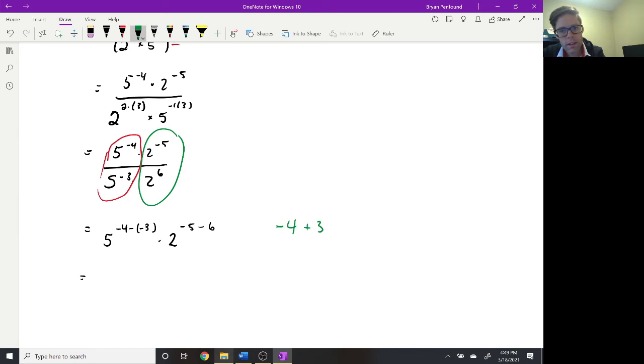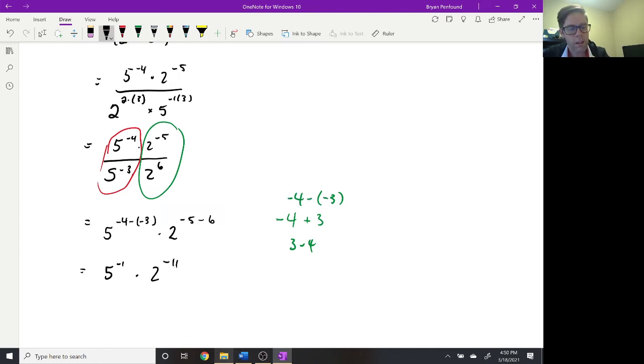We have negative 4 take away negative 3, which we know should be negative 4 plus 3. Or if it's easier for you to think, we can commute these and go 3 take away 4. Since 4 is the larger of the two numbers, we should get 5 to the negative 1. And finally we have negative 5 take away 6 more, which is negative 11.